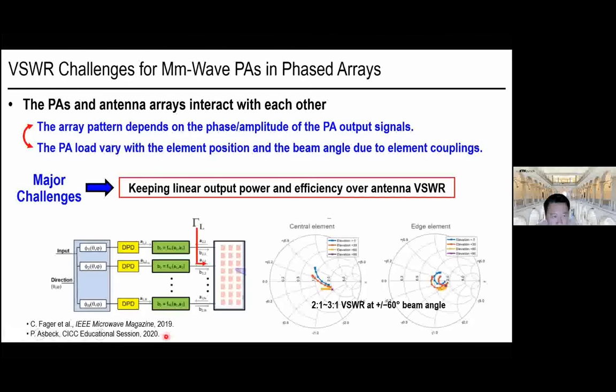So the following two articles have a nice summary of this topic if you want to learn more details about this antenna issue. This is called antenna load variation, which is a particular problem in a large array. So what is a typical 2:1 antenna VSWR? If we assume the mismatched antenna impedance is real, for simplicity, it can be as low as 25 ohms or as high as 100 ohms.